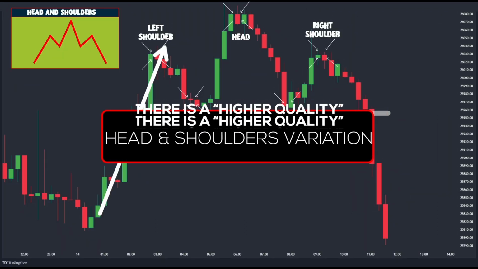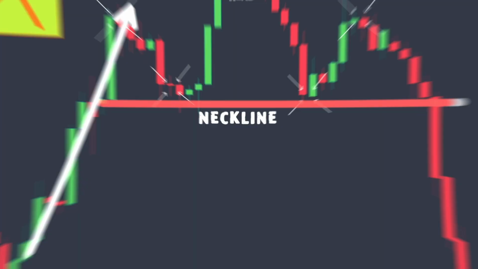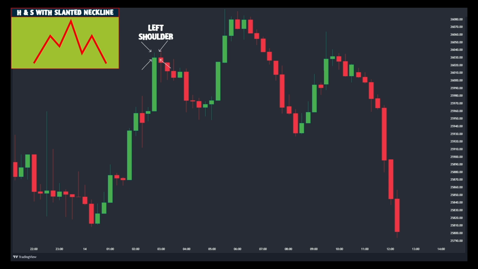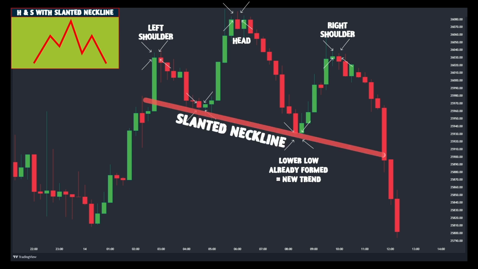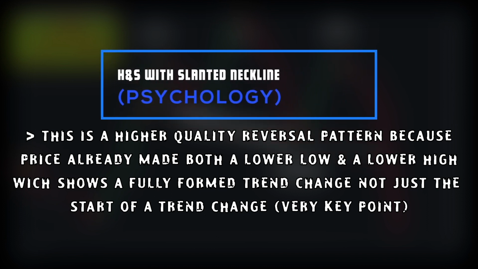Now, there is a higher quality of the head and shoulders pattern, which is the head and shoulders pattern with a slanted neckline. It's the same as the normal head and shoulders pattern, except you already have a lower low that formed, creating the slanted neckline. From a price action standpoint, this is a high quality reversal pattern because price already made both a lower low and a lower high, which shows a fully formed trend change and not just the start of a trend change.